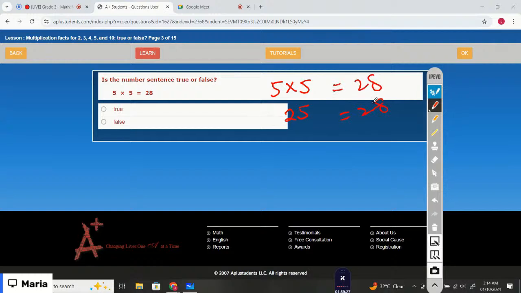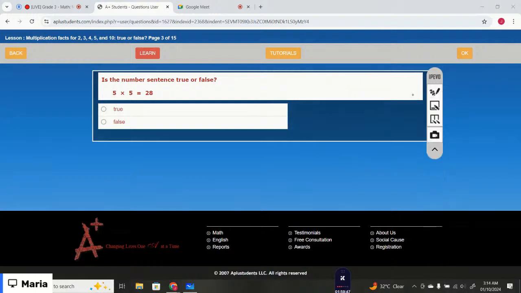So 25 is not equal to 28, right? So that means this is false. 25 is not equal to 28. So false it is. Option number 2 is the correct option. That is false.